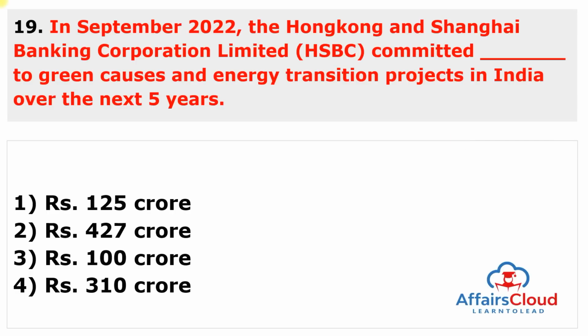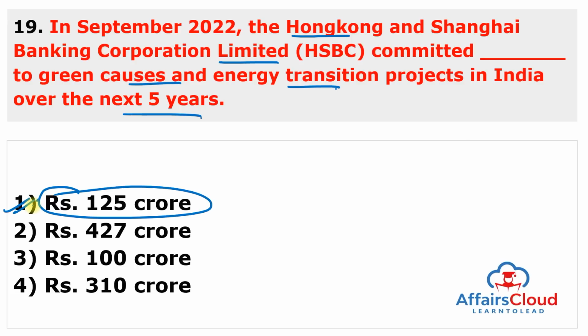Moving to next question. In September 2022, the Hong Kong and Shanghai Banking Corporation Limited committed dash to green causes and energy transition projects in India over the next 5 years. In simple words, HSBC will invest how much rupees for the green causes and the energy transition projects in India over 5 years, and this is total 125 crore rupees. So, answer of this question is 1.